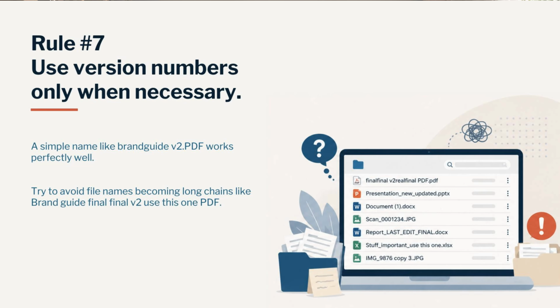And rule 7, use clean version numbers only when necessary. A simple name like brandguide v2.pdf works perfectly well. Try to avoid file names becoming long chains like brandguide final v2 use this one.pdf.